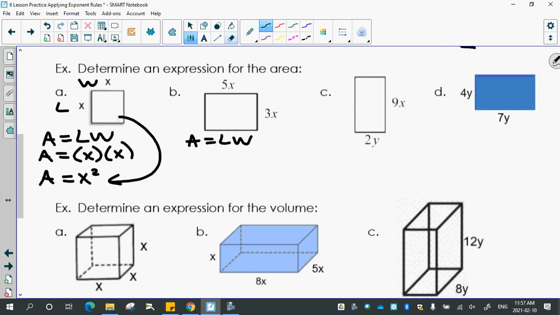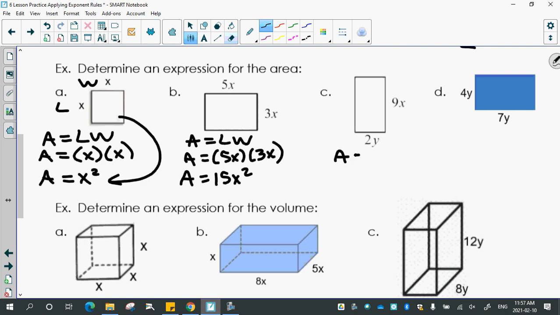And does it matter which one I call the length and which one I call the width? No. So if you have them in a different order than me for this one, if you have 3x times 5x instead of 5x times 3x, it doesn't matter. You're going to get 15x squared.